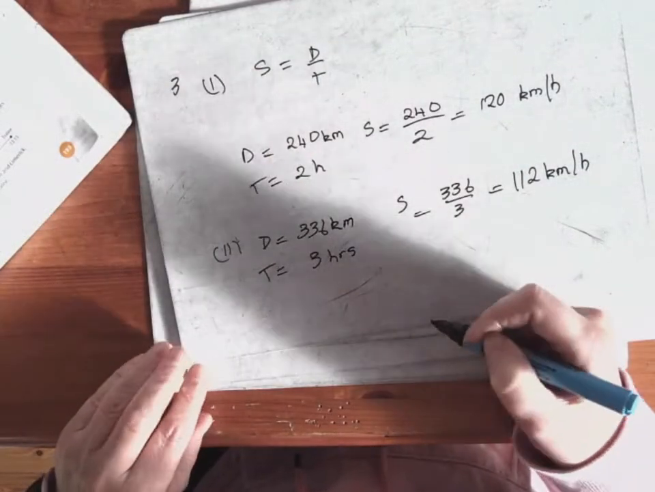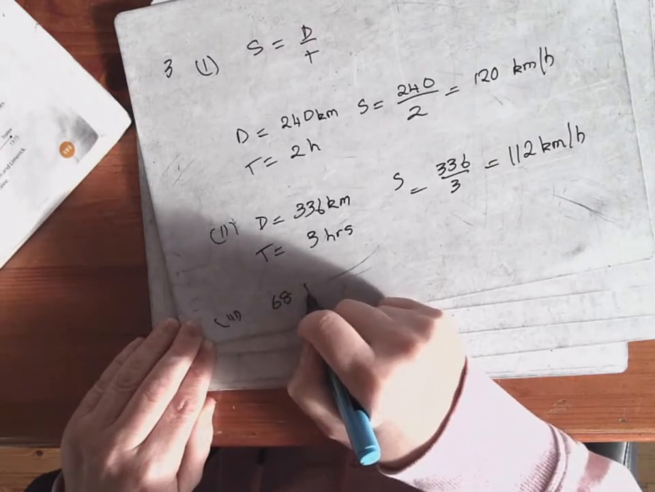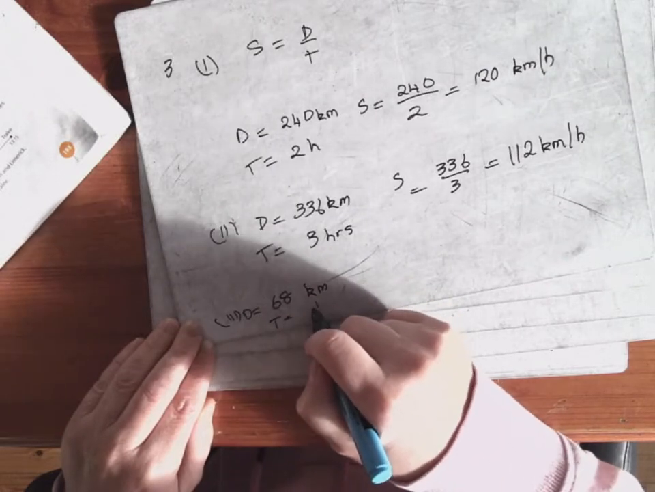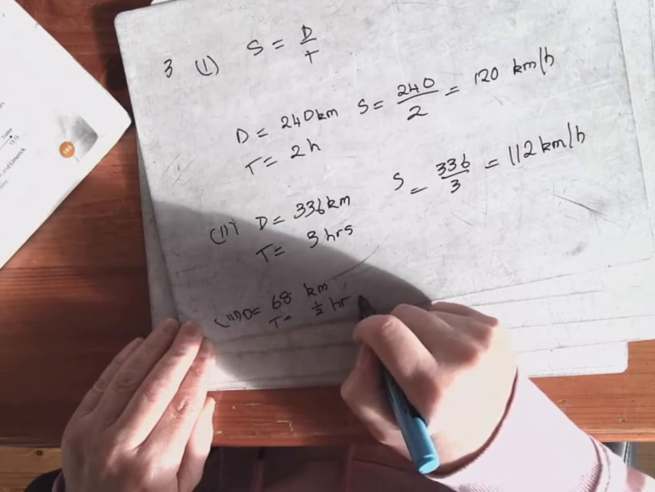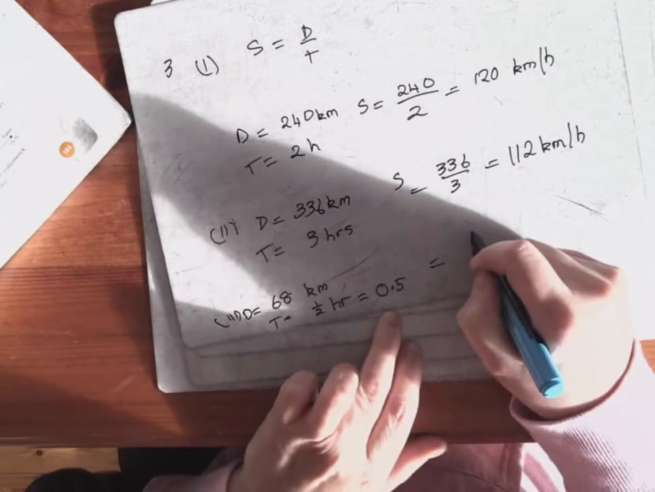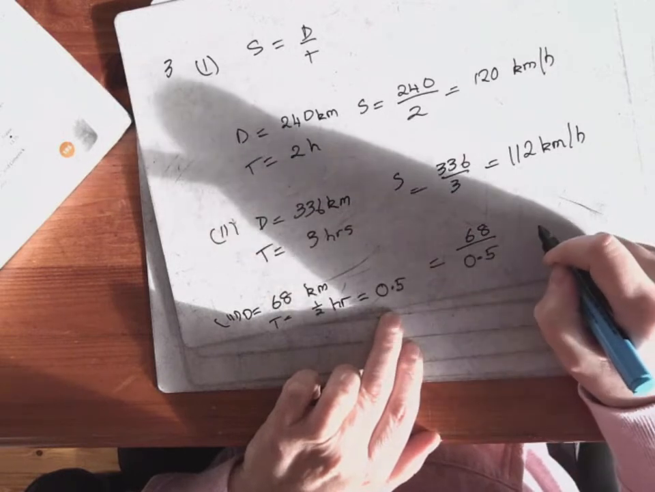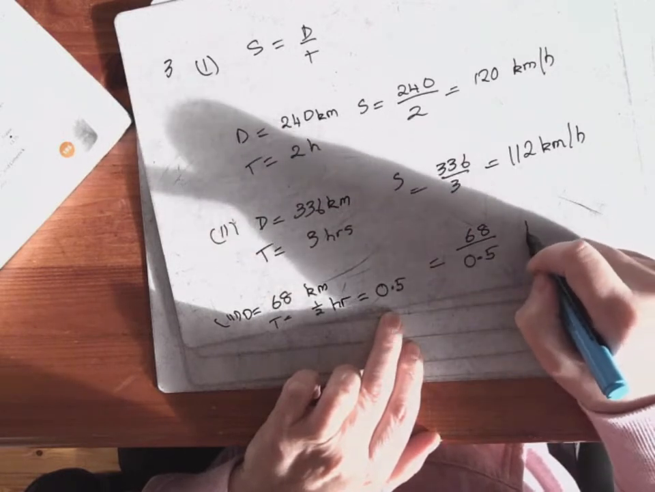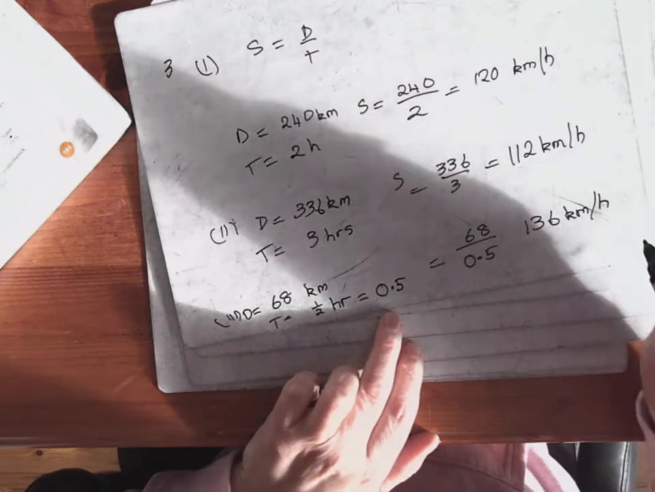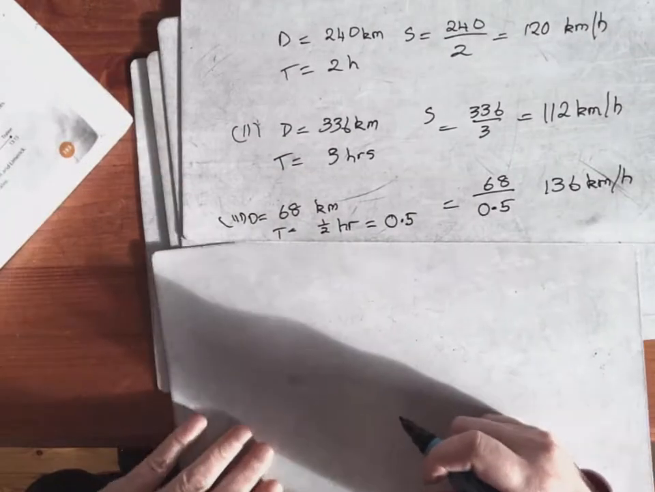Now part 3, girls, the distance is 68 kilometres and the time was half an hour. Now we know half an hour is 0.5. So speed is equal to 68 divided by 0.5, and when you do that on your calculator you'll get 136 kilometres per hour, I think. Is that okay? Now they get a little bit harder, well no, they're not too bad.